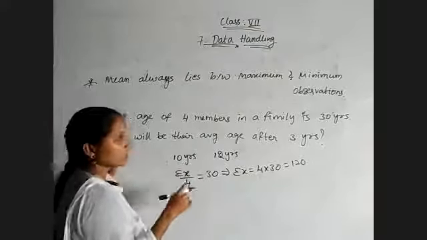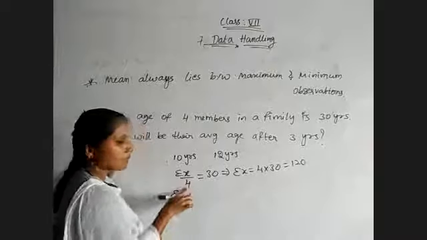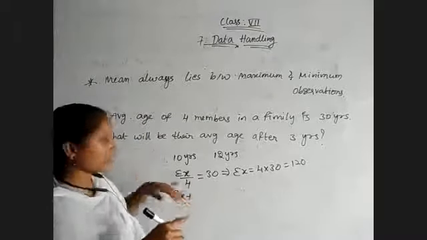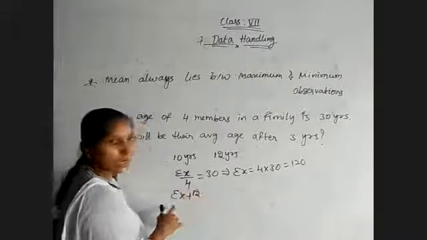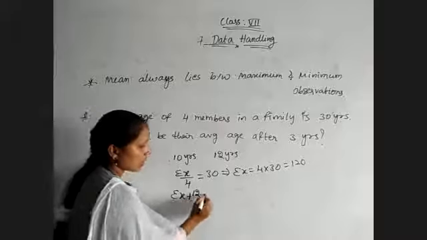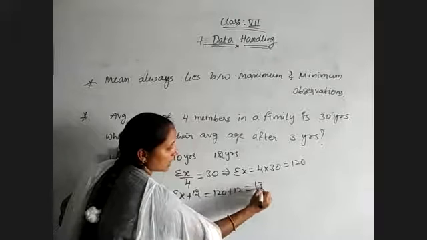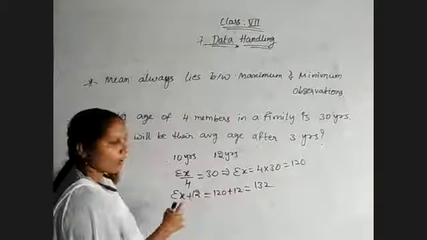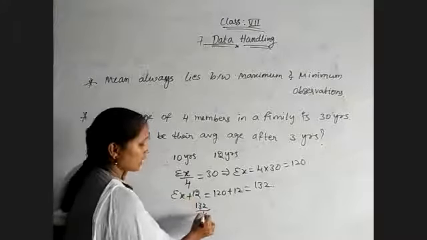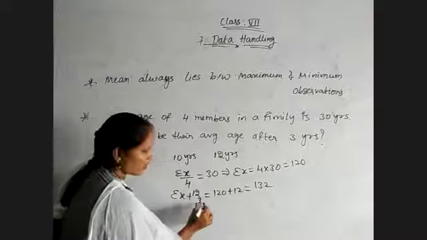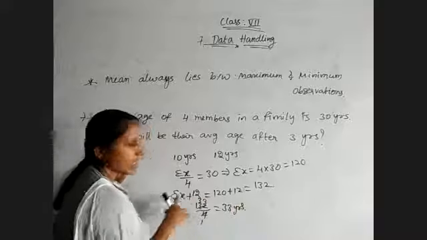And after 3 years, each person is increased by 3 years, meaning sigma x plus 3 for each of 4 persons, so 3 times 4, that is 12, gets added to the sum. That is 120 plus 12, which is nothing but 132. Now the new mean after 3 years will be 132 by 4, for those 4 persons only. 4 3s are 12, so 33 years.